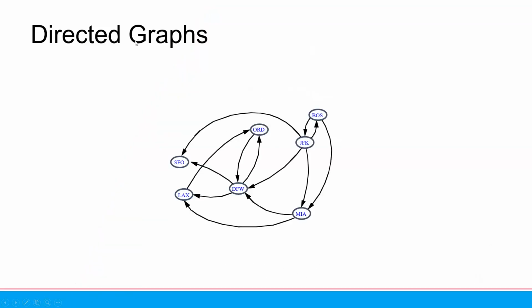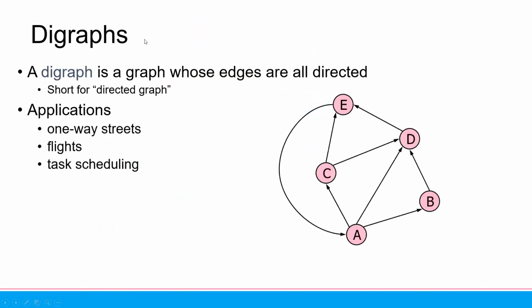Directed graph or digraph. Many literatures say directed graph as digraph. So a digraph is a graph whose edges are all directed. A directed graph means there is a direction like this one.